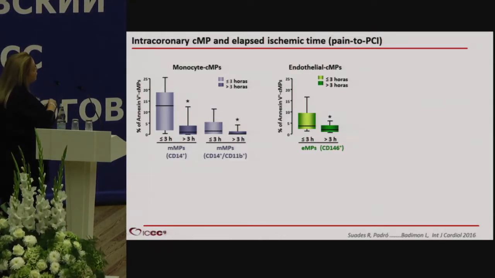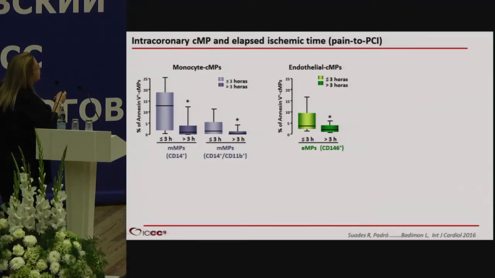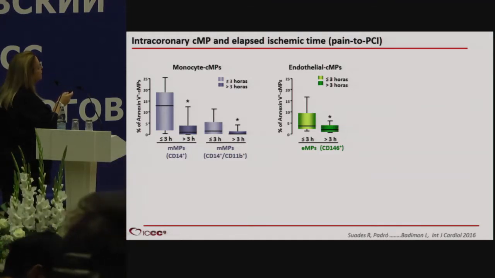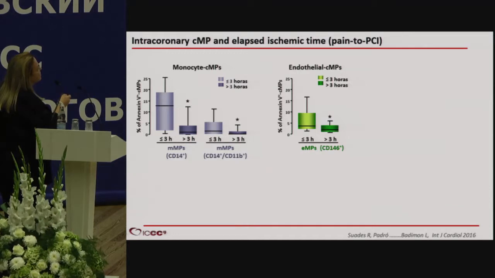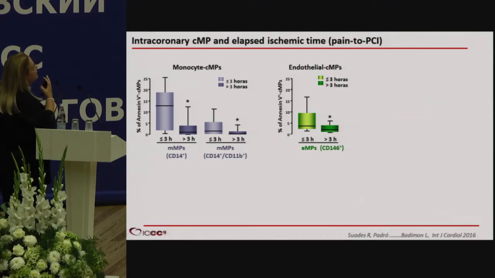So you see here, for example, monocyte microparticles were really higher in those thrombi that had less than 3 hours of development versus those of more than 3 hours. And the same is true for microparticles derived from monocytes that were better targeted by two antibodies, CD14 and CD11b. So the monocytes are going down in numbers. We know that from histological analysis of the thrombus, but nevertheless, in the peripheral circulation, we also have an idea of what's happening at the level of the coronary circulation.